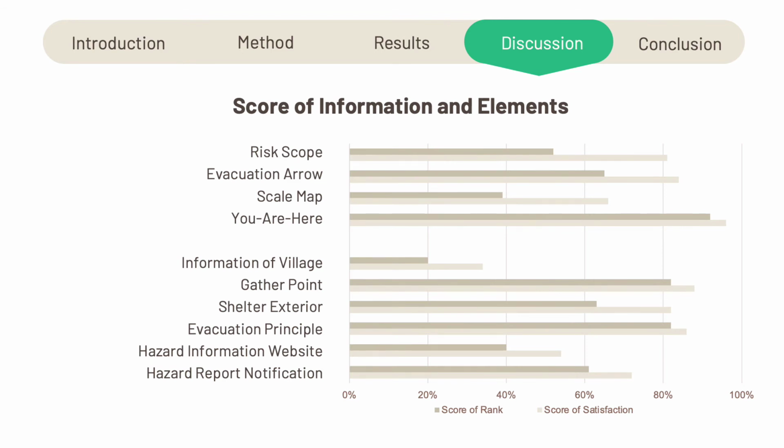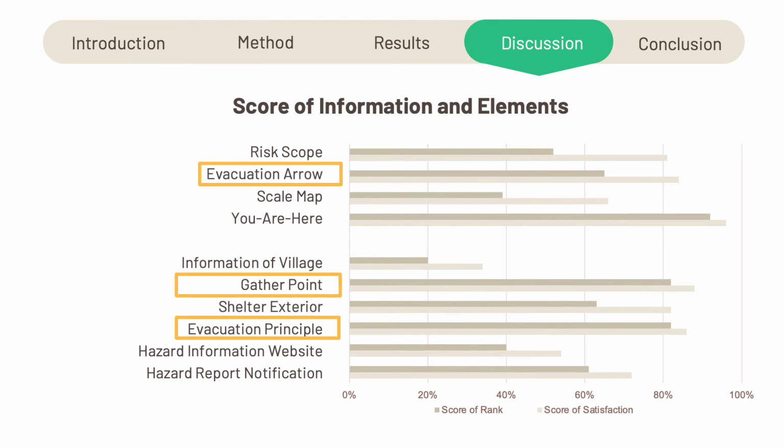About information and elements. In an emergency, specific information and element labeling can guide users to make decisions. Designers should carefully use the evacuation arrows on the map to avoid misleading. Users expect gather point and evacuation principle information, but they cannot understand it effectively during the mission, resulting in mission failure.